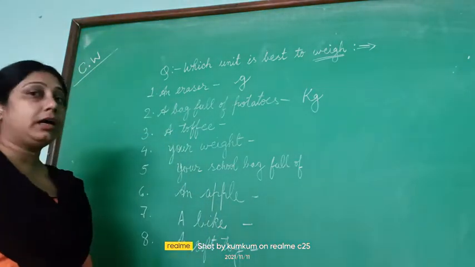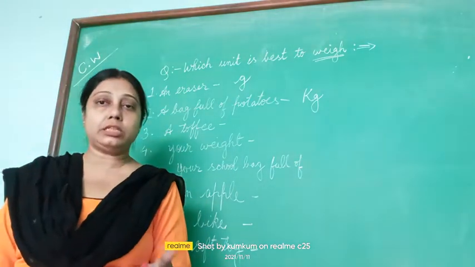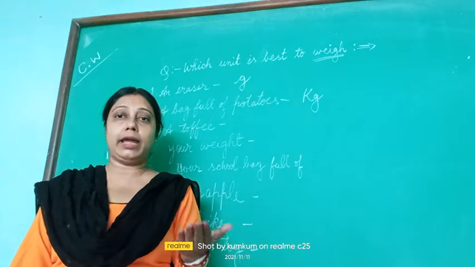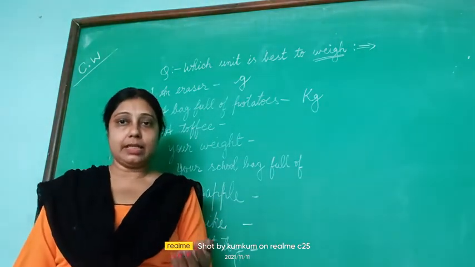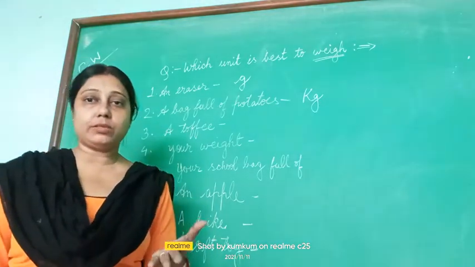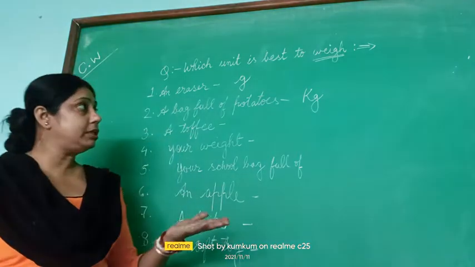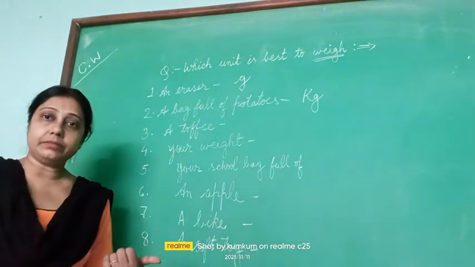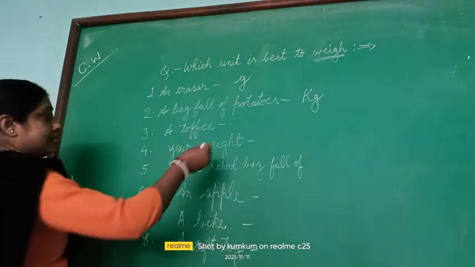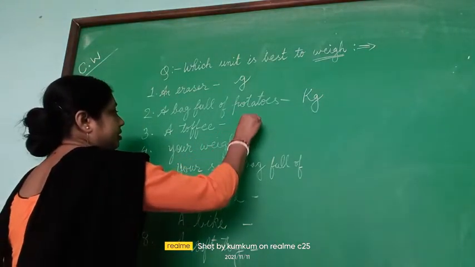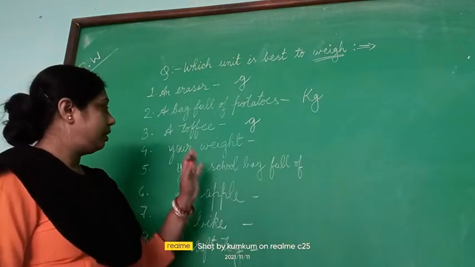Now, next one, a toffee. Suppose your friend has given you a toffee on his birthday. You can take it on your hand and you can tell that it is very light. That means one toffee will not weigh so much. So it is lighter. Which unit are you going to use to measure a toffee? Yes, the answer will be g. That means gram.